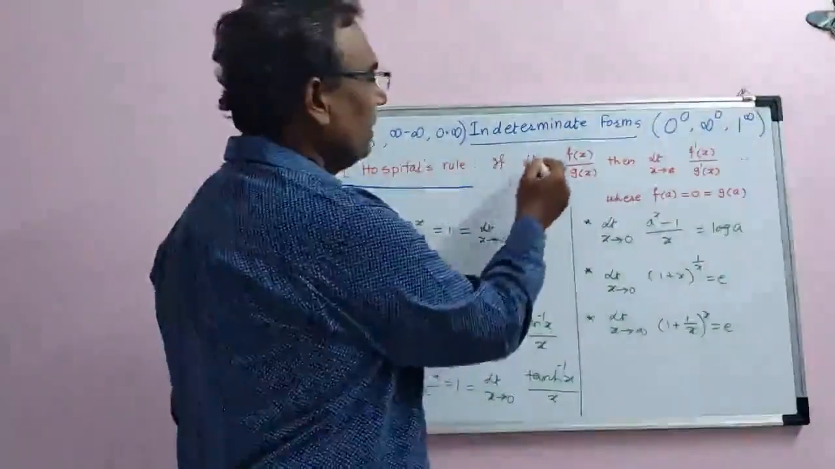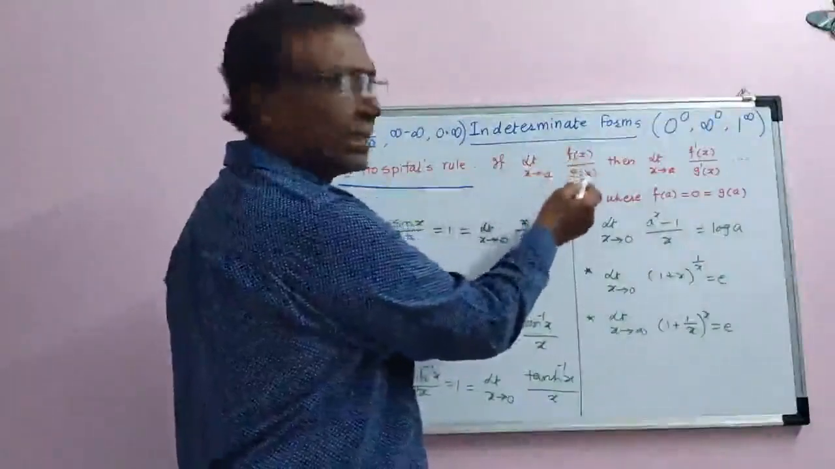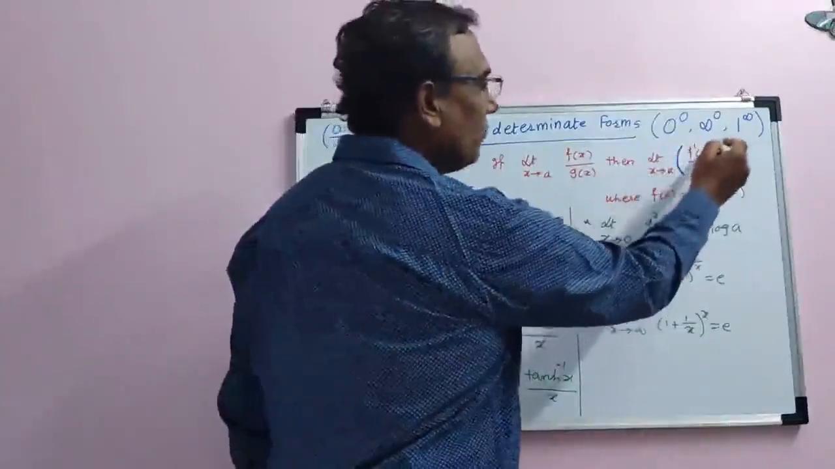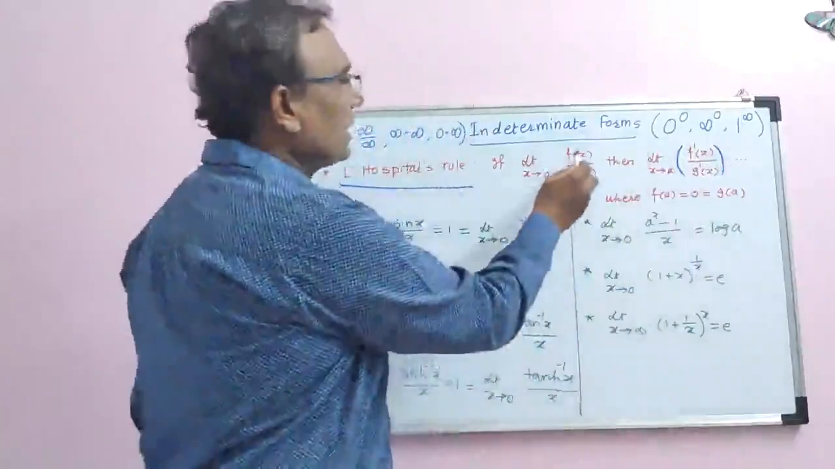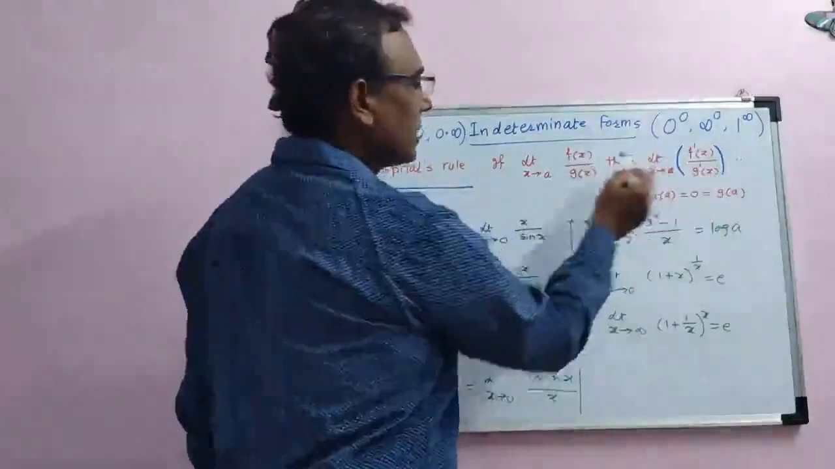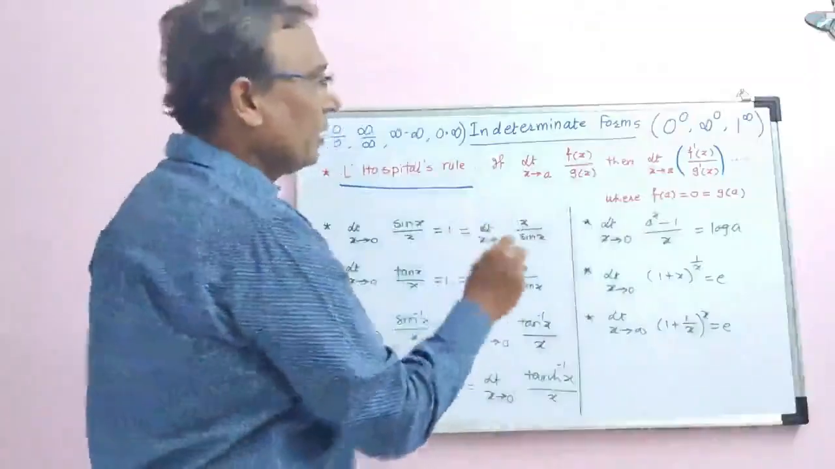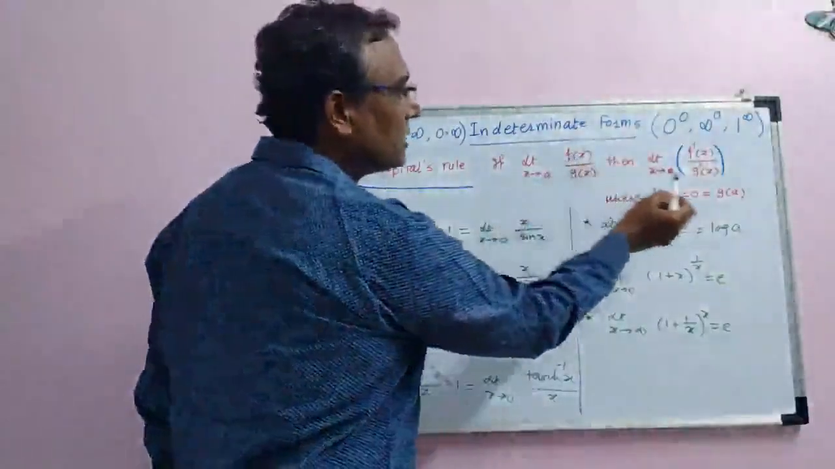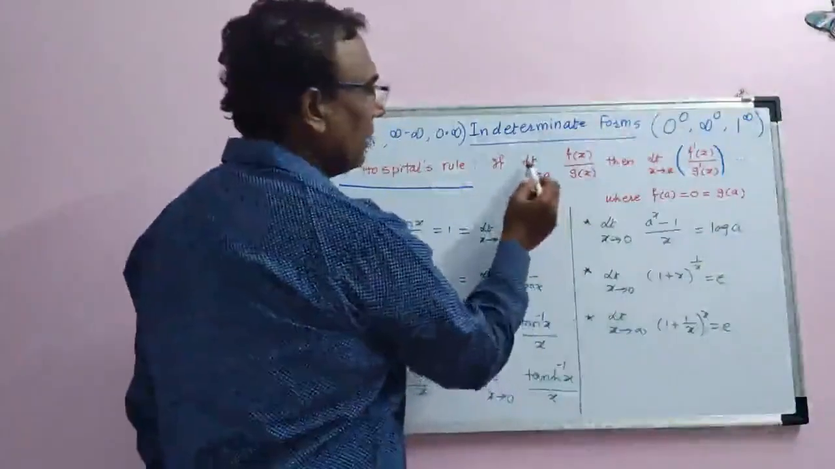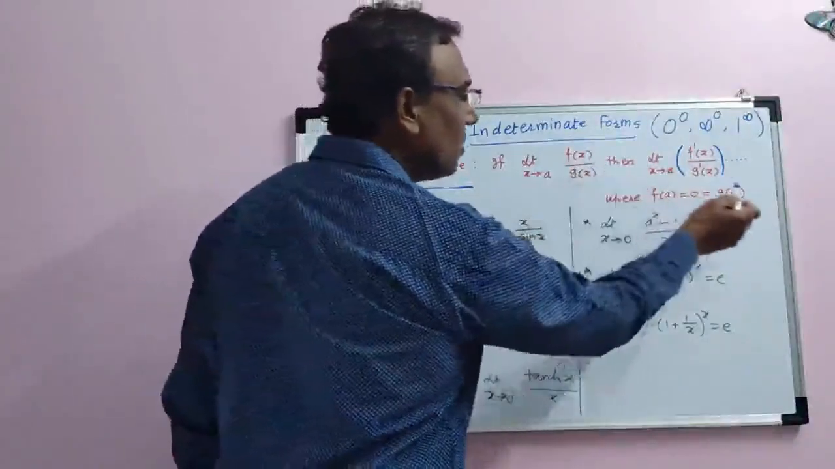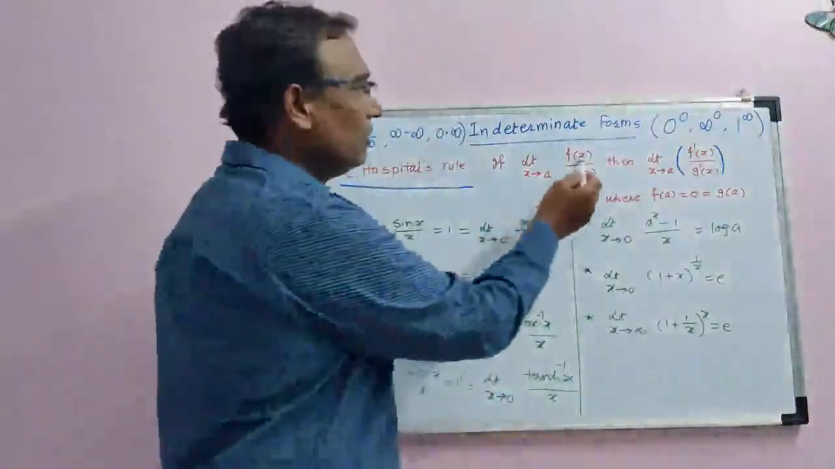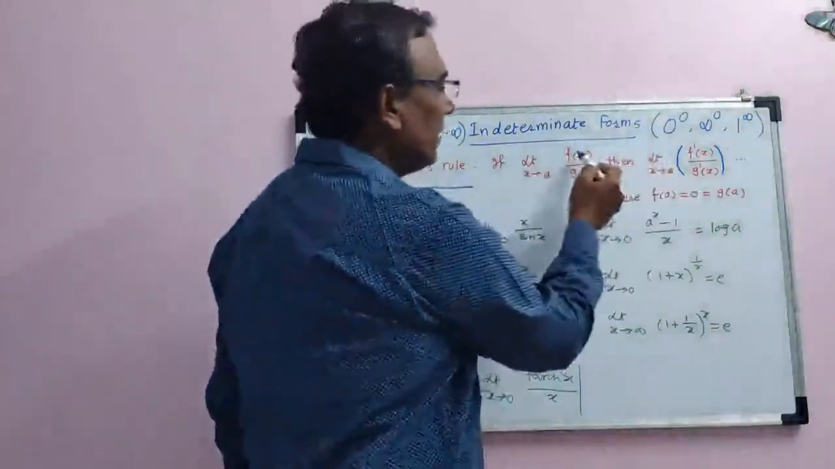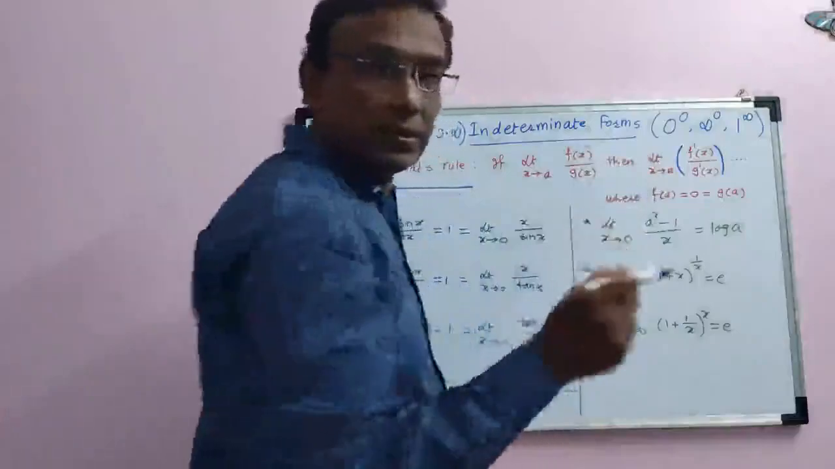In short, if limit x tends to a, f(x) by g(x), where f(x) and g(x) are two functions, then limit x tends to a, f dash of x by g dash of x. This f dash x is the derivative of f(x) and g dash x is the derivative of g(x). When we have 0 by 0 form, what does that mean? For x equal to a, f(x) is 0, means f(a) is 0, and for x tends to a, g(x) equal to 0 means g(a) equal to 0. In that case, we will get 0 by 0 form, and when you apply L-Hospital rule, the derivative of the numerator and the derivative of the denominator you have to take separately.